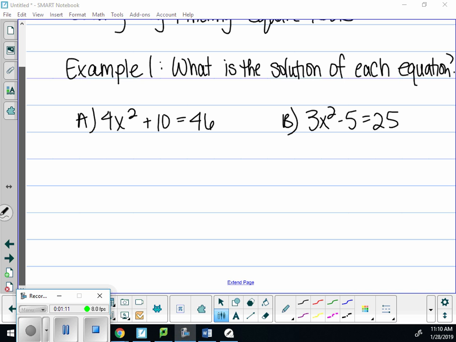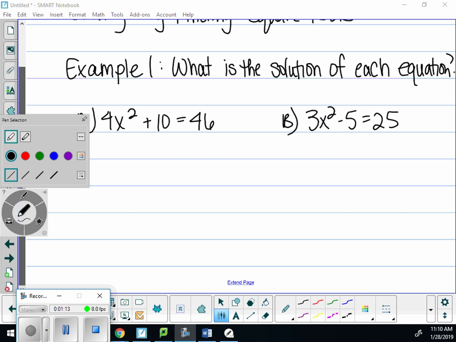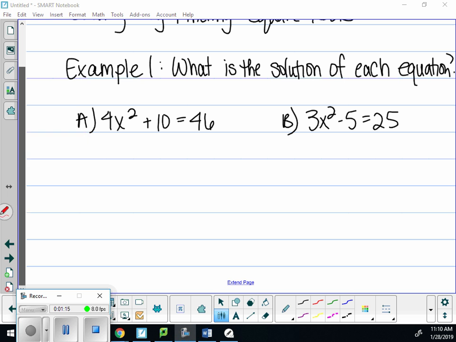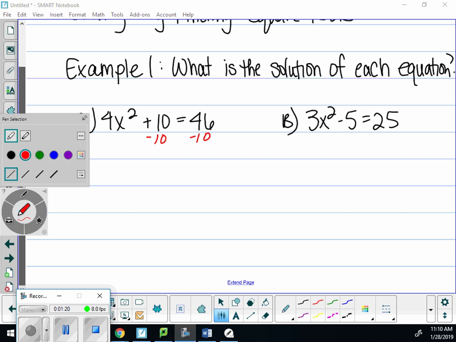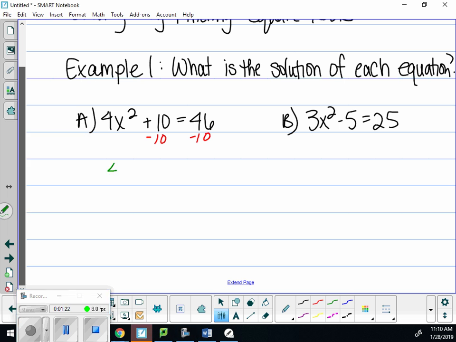4x squared plus 10 equals 46. Subtract 10 from each side, so then we have 4x squared equals 46 minus 10 is 36. Then what? Divide by 4. So x squared equals 9.